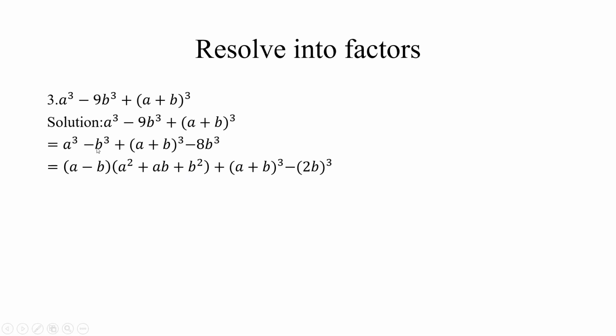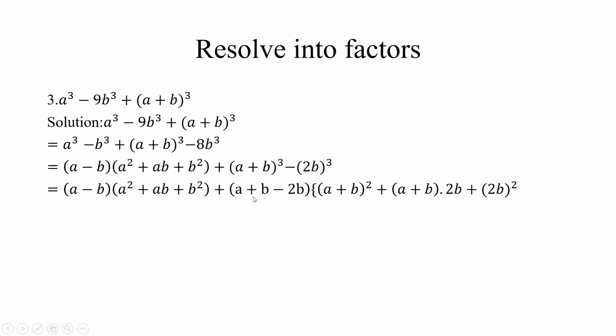This is the formula of a³ − b³, and you know it, a³ − b³ equals (a − b)(a² + ab + b²), and 8b³ can be written in the form (2b) whole cube. Also using the formula of a³ − b³, applying the a³ − b³ formula, you will get (a + b − 2b)[(a + b)² + (a + b)(2b) + (2b)²].